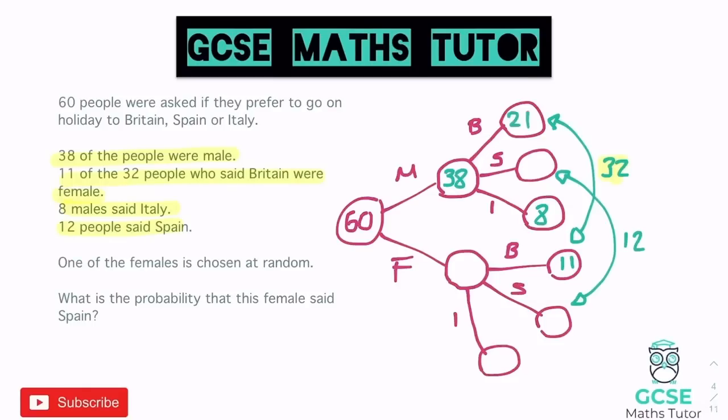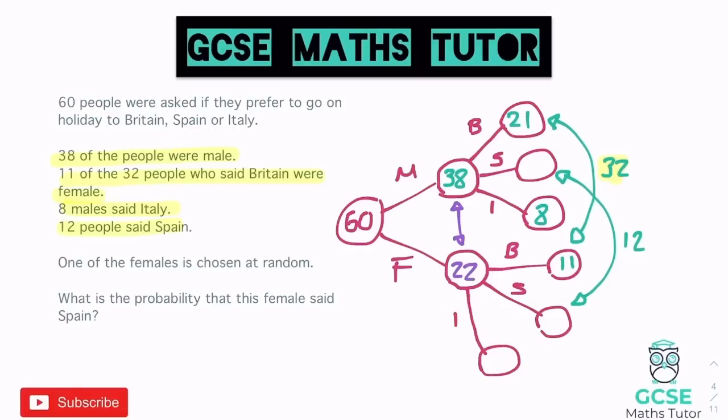There we go, and that makes sure that they add up to 32, and we've dealt with that bit of information there. Let's see what else we can figure out then. So we've got 38 males, so let's have a look. They've got to add up to 60, the circle before it, so that is going to make an extra 22 there for the females.